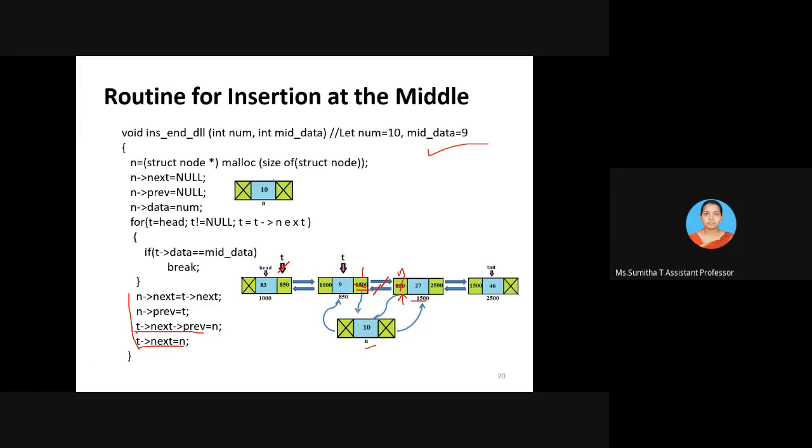This is the only one new point we have come across, that n of next is again denoting the previous, n of next of previous. This is nothing but, sorry, T, I'm saying n. Okay, T of next of previous, T of next and then previous. So it is assigned to n.